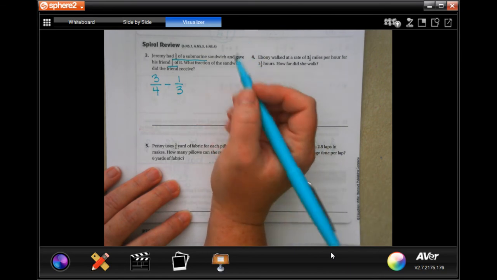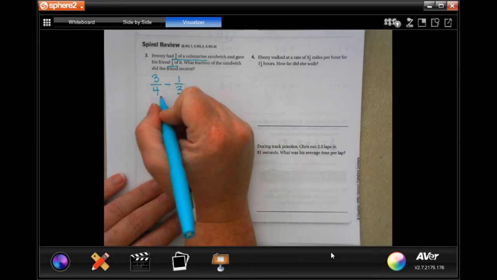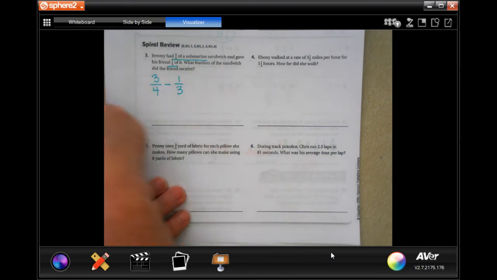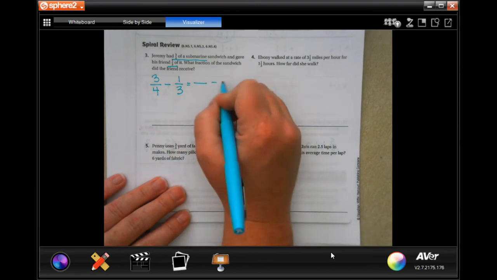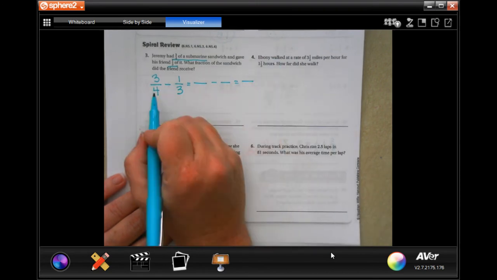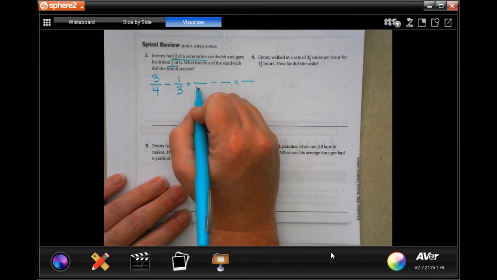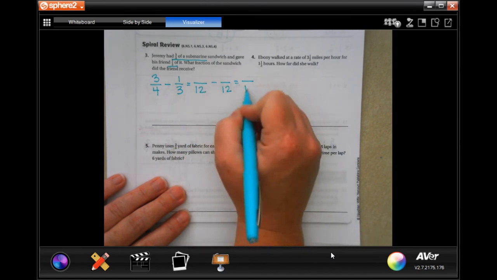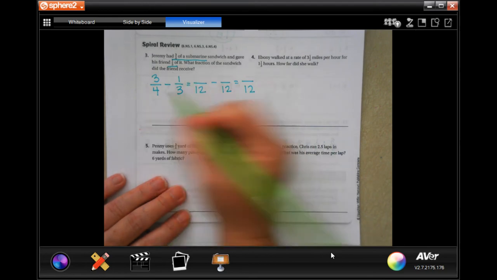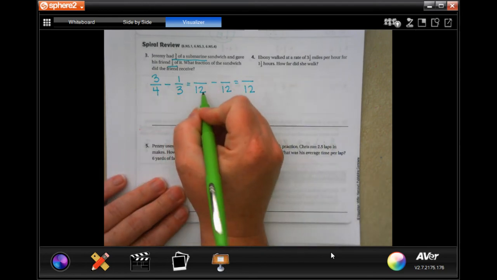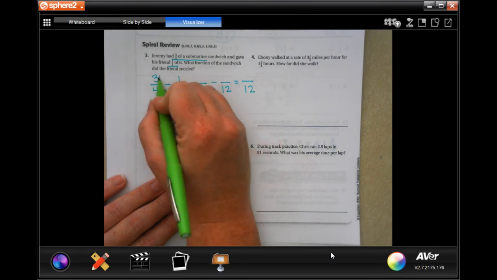Okay? So now, in order to subtract fractions, they have to have a common denominator. The smallest number that 4 and 3 both go into is going to be 12. That should be your denominator now all the way across, okay? So now 4 times what is 12? Well, 4 times 3. So now, whatever you do to the bottom, you have to do to the top.